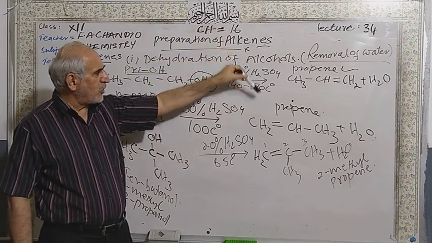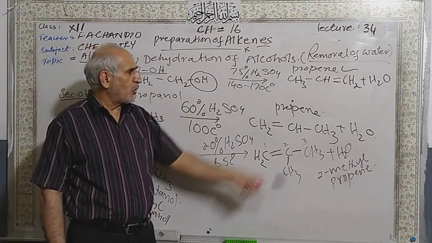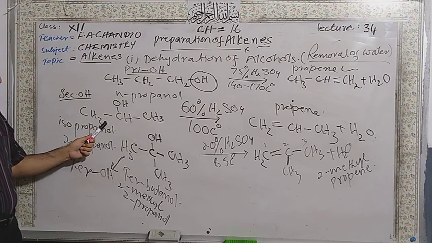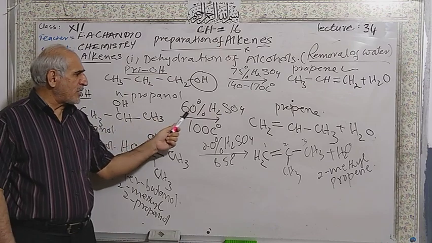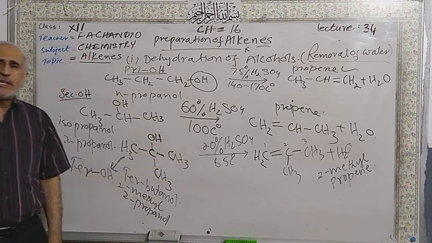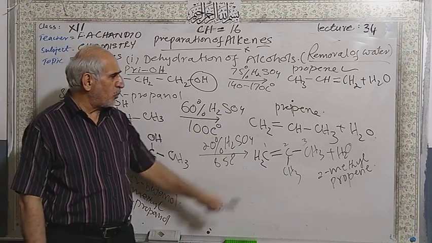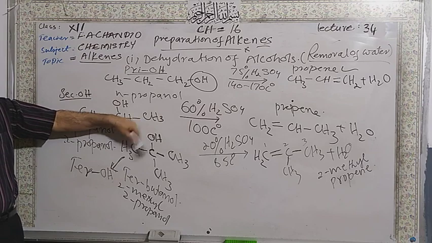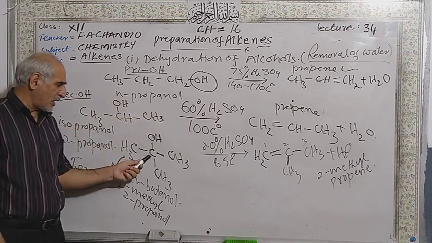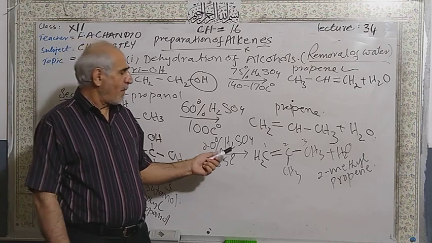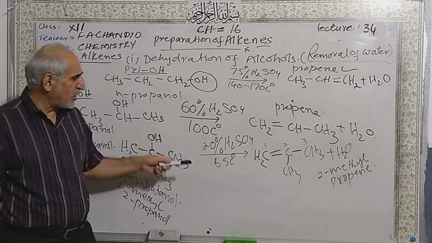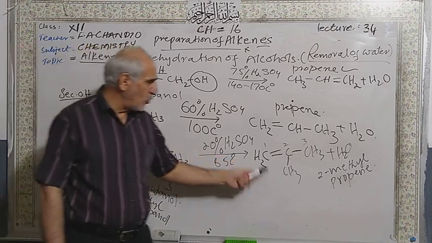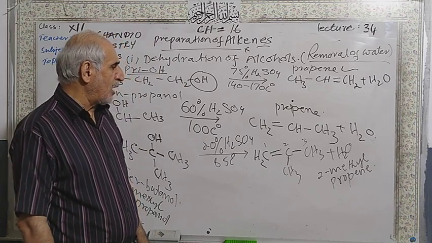75% sulfuric acid, 140 to 170 degrees centigrade to give propene. This is the isopropanol, secondary alcohol. Secondary alcohol is 60% sulfuric acid and 100 degrees centigrade. As a dehydrating agent, you will get again propene and water. You have a tertiary alcohol which contains carbon, no hydrogen, three carbons surrounding the central carbon. So it is easy to dehydrate. For 20% sulfuric acid and about 85 degrees Celsius temperature, you will get again alkene, 2-methylpropene.